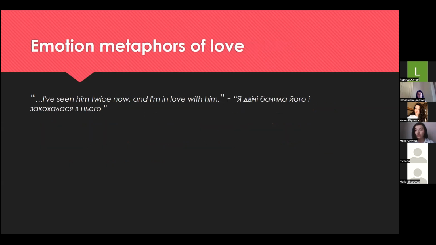The most frequently used metaphor in the corpus for love is "to be in love." Again, this is an example of emotion represented as a container. In Ukrainian, it's usually translated as "zakohata sebu."